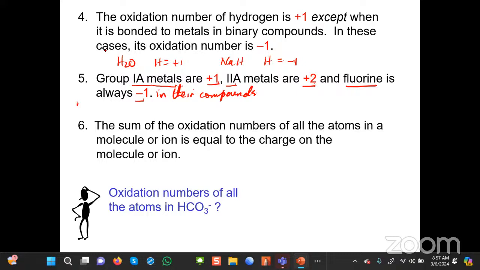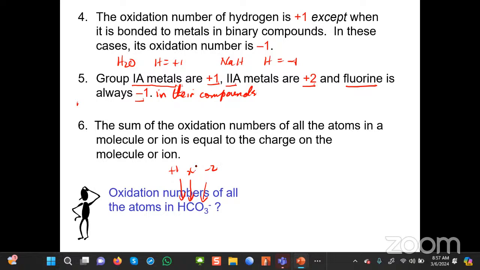So let's say you're given the bicarbonate ion, HCO3-, and you're asked to determine the oxidation numbers of all the elements in this particular compound. Based on the previous rules, we know that the oxidation number of hydrogen is +1, and the oxidation number of oxygen is -2. None of the rules before can directly tell us what the oxidation number of carbon is. So I'm going to call that X. Let's see how we determine that.